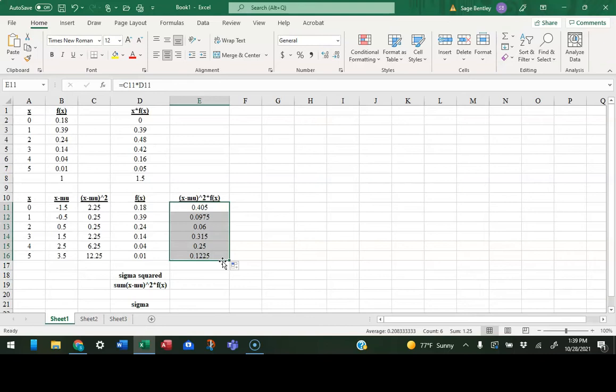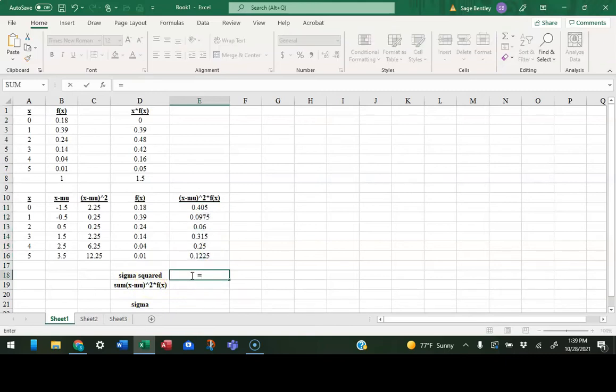So what I would like to do at this point to find sigma squared, which is the variance, is add that column together. So equals the sum of, why did I stop typing? What is going on? Hang on, I've lost control. Okay, I don't know why it wasn't typing. Anyway, the sum of these numbers here, and hit enter. So I find out that my variance is 1.25.